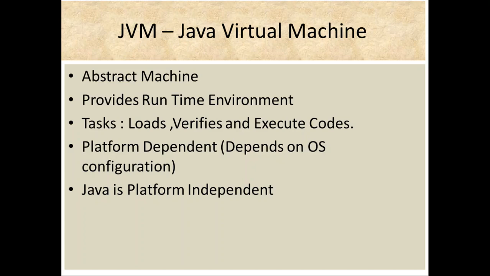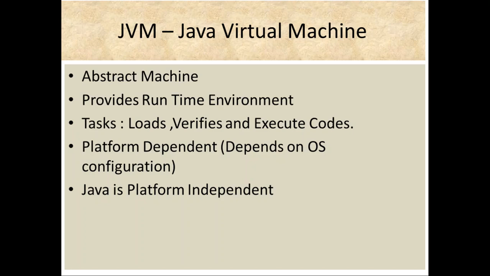Other tasks of JVM include it loads, verifies and executes bytecodes. JVM is also platform dependent. It depends upon the configuration of operating system. But Java is platform independent. Friends, remember these 2 points. JVM is platform dependent, Java is platform independent.